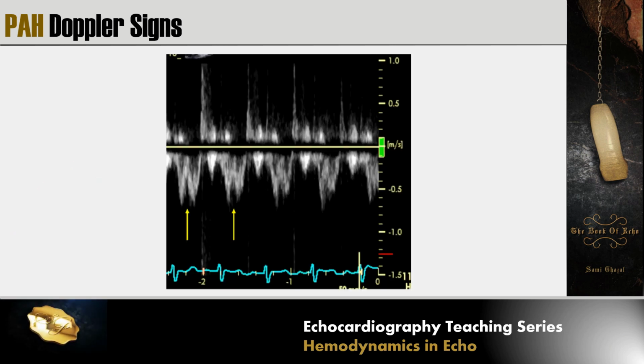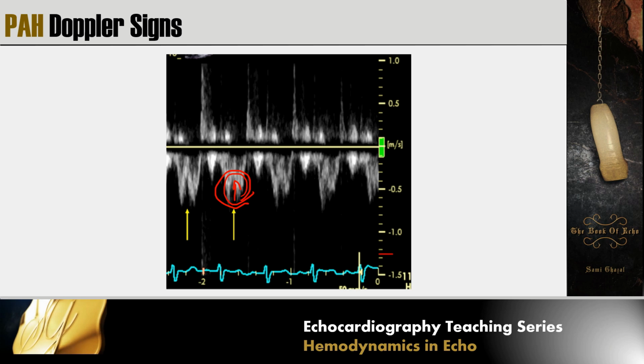On the other hand, if we have a notch in the systolic forward flow, like let's say we put a pulse wave Doppler in the RVOT and we see this mid-systolic notch here, it indicates significant pulmonary artery hypertension, that it almost aborted this forward flow.